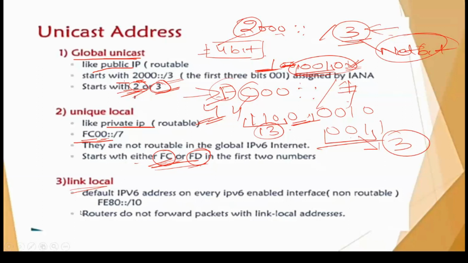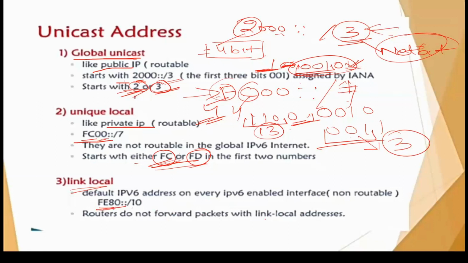So the next thing is link local. As we discussed, if your NIC doesn't have any IP, you didn't configure any manual IP, or your DHCP server is not working or not available, at that time your operating system will automatically assign one IP. So which IP is assigned in the IP version 6 case? It is FE80, FE80 colon colon slash 10.